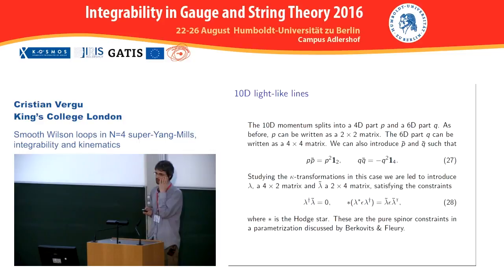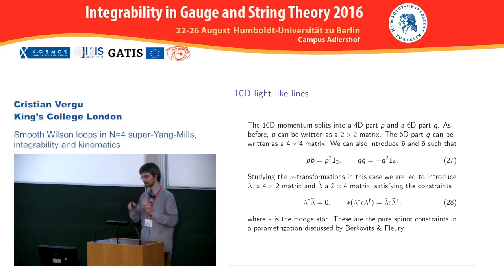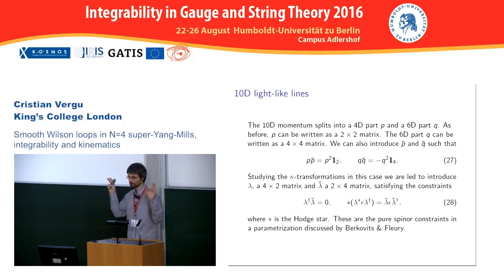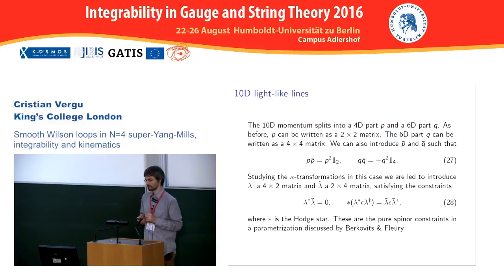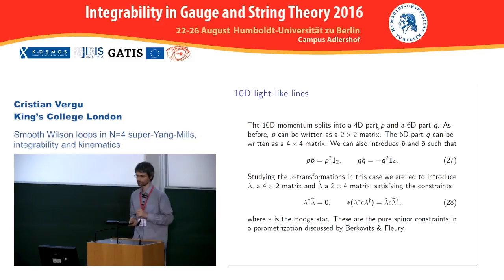Okay, so for the case of the Wilson loop I told you about, where I add a coupling to scalars, there was a constraint which related the momentum in space-time and the momentum in the R-symmetry directions. And this relation is just like a light-like line in 10 dimensions. So effectively, the kinematics is such that we have a light-like line in 10 dimensions. We have a 4D part P and a 6D part Q. And as before, P can be written as a 2x2 matrix. And Q, the part of the contour which contracts with the scalars, can be written as a 4x4 matrix.